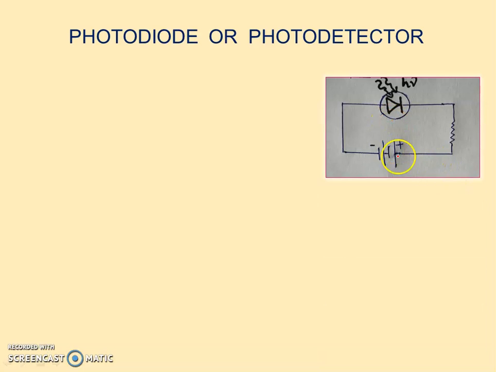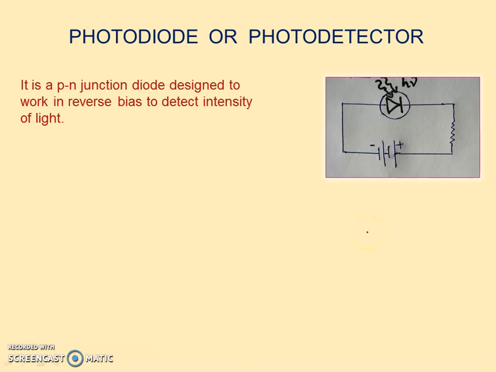Now this is the photodiode. This photodiode is reverse biased. It is a PN junction diode designed to work in reverse bias to detect the intensity of light. When light falls on it, it will produce the majority charge carrier, it increases the majority charge carrier as well as minority charge carrier. And what happens? There will be the larger current.